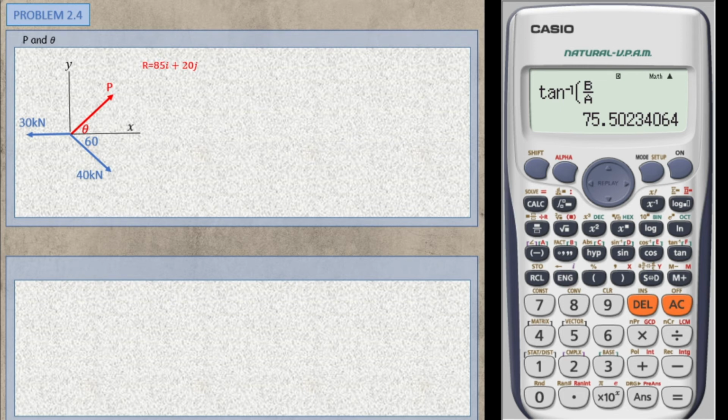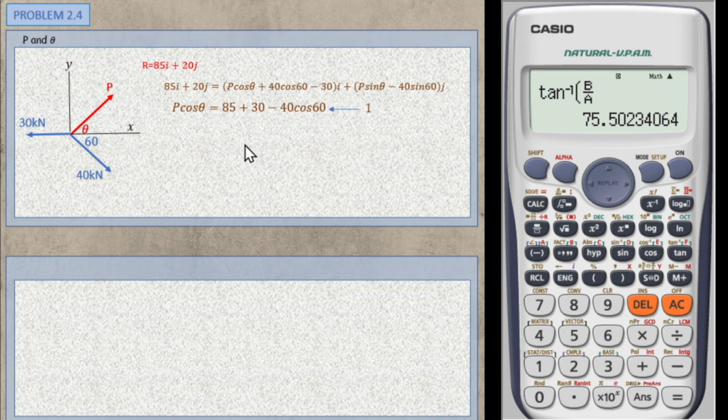So 85i plus 20j equals, the quantity, all i first, which lie on the x-axis, so P cosine theta, plus 40 cosine 60, and then minus 30, times i, plus, and then the y component, P sine theta minus 40 sine 60 times j. And there, we can formulate two equations by just combining i and j. So P cosine theta equals 85, and then I will just transpose these two, so positive 30 and then minus 40 cosine 60.